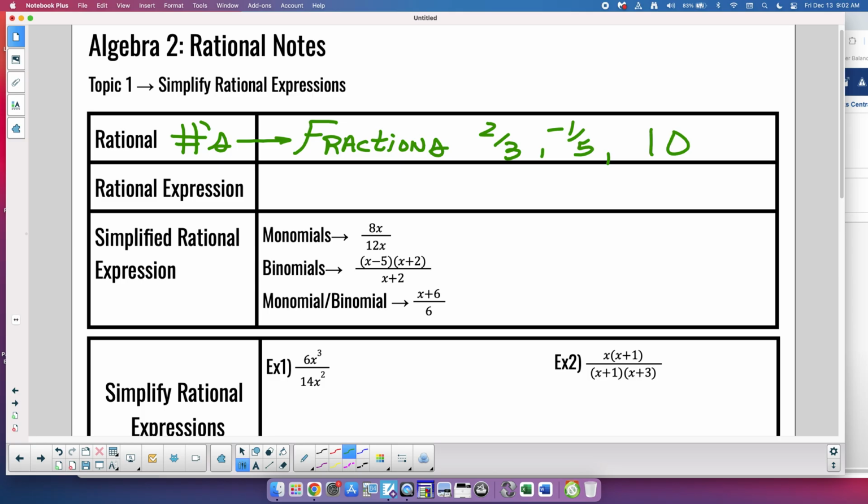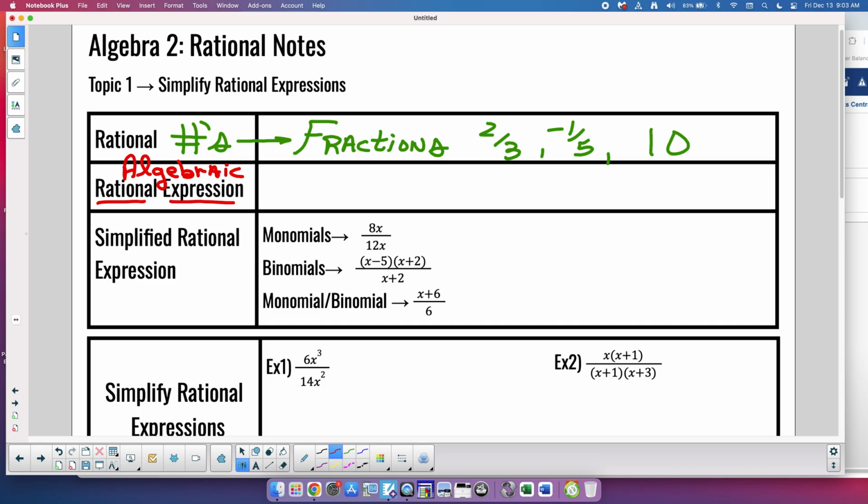Yes. So when somebody said whole numbers, yes, whole numbers are fractions, 10 over 1. But these are your typical fractions. Okay, now there's something missing in the next box. It should have said algebraic rational expressions. Rational just means fractions.